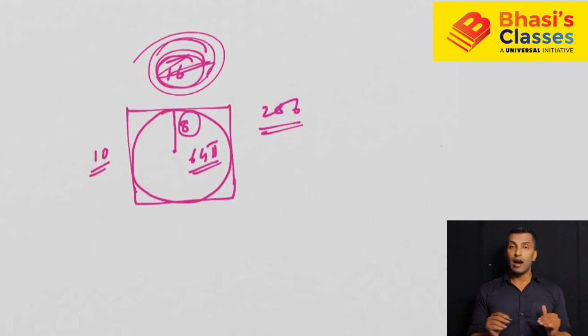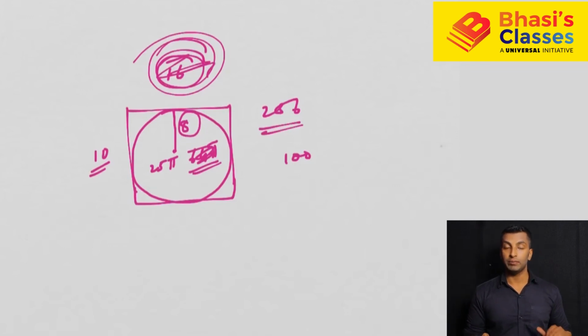If this is 10, outer area is 10, so total is 100. So what is the area that the cow can graze? 100 by 4, that is 25 pi. Okay, 25 pi.